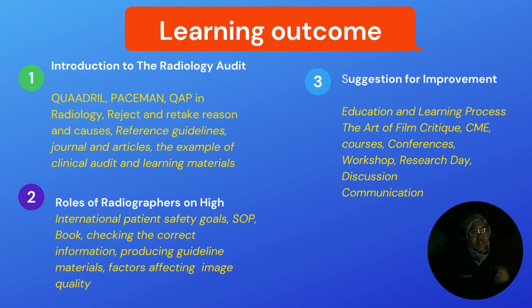In summary, we started with an introduction to radiology audit, quality assurance programme, QAP in radiology, reject and retake reasons and causes, reference guidelines, journals and articles, the example of clinical audit and learning materials. Secondly, we went to the roles of the radiographer in high image quality production: the international patient safety goals, SOP book, checking the correct information, producing guideline material, and factors affecting image quality. And thirdly, the suggestions for improvement with the education and learning process, the art of film critic, CME courses, conferences, workshops, research day, discussion, and communication.